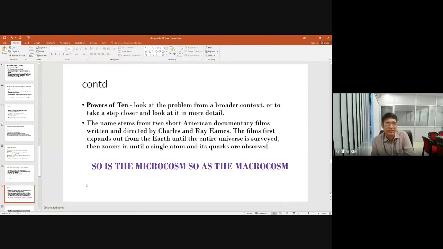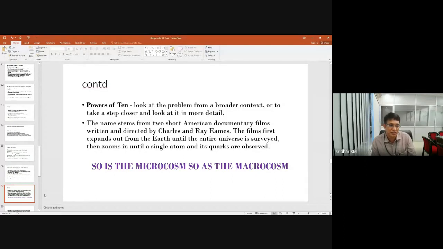Then powers of 10. It looks at the problem from a broader context, or takes a step closer and looks into it in more detail. This is nothing but a simple idea: as is the microcosm, so is the macrocosm. I have given where the name stems from. If you stretch your mind outward, you will feel you are going to the universe, the end of the universe, the Milky Way galaxy. Like that, you have to visualize the problem in a very broad context. Then you also have to go deeper inside.